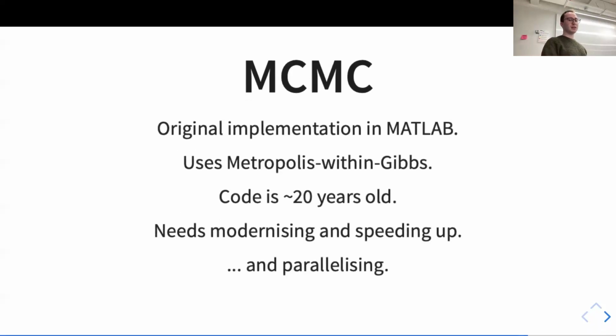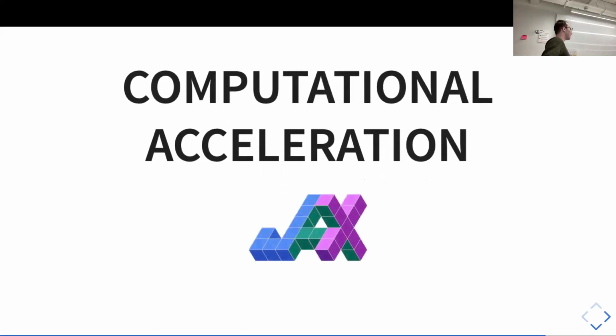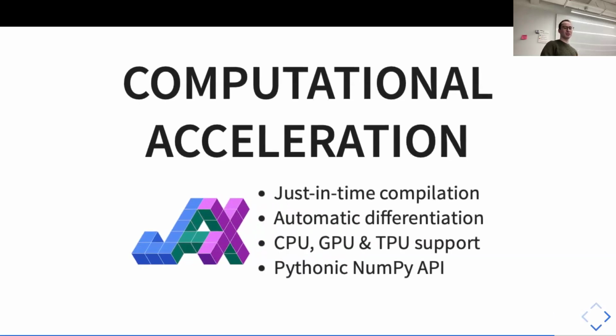That was because we're using an implementation that was in MATLAB that was written about 23 years ago, I think, that uses just a very simple Metropolis within Gibbs. This whole process needs modernizing and speeding up and everything else, which is what I'm planning to do. So I'm currently working to improve the computational aspect of all of this process. And I'm using a Python package called JAX, which has been developed by some geniuses at Google.